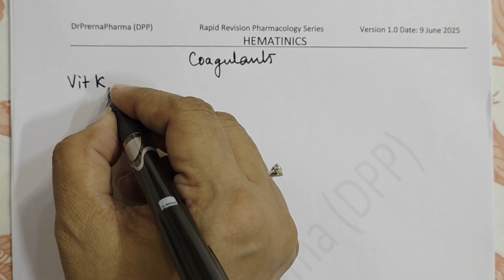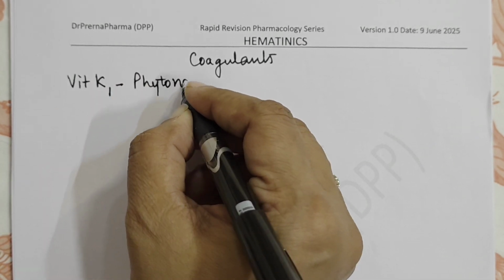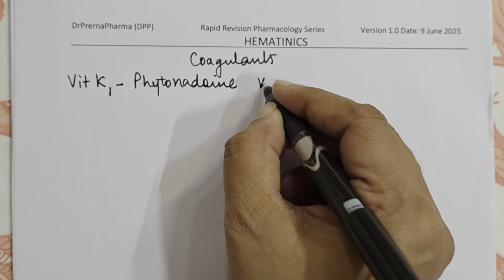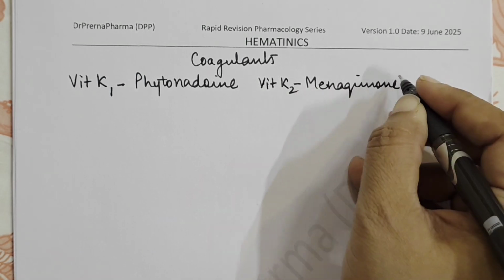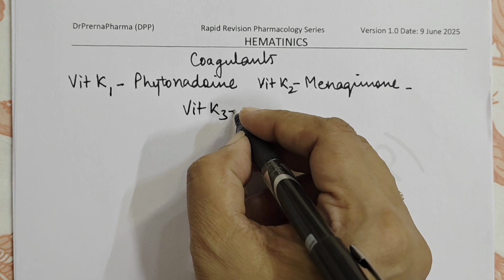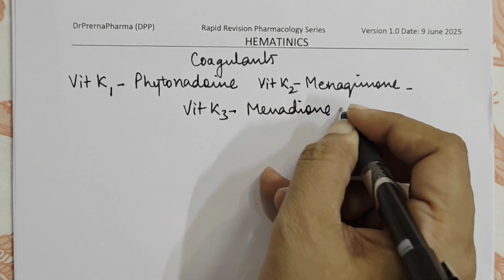Vitamin K is the main coagulant. इसमें होता है K1 which is phytonadione, then vitamin K2 which is menaquinone, and vitamin K3 which is menadione. So these are the important coagulants.